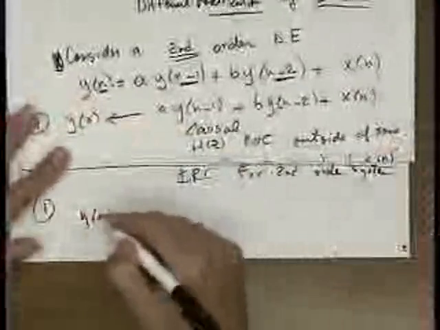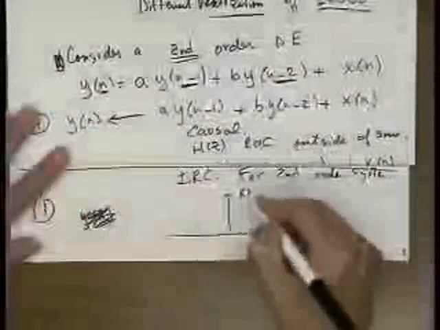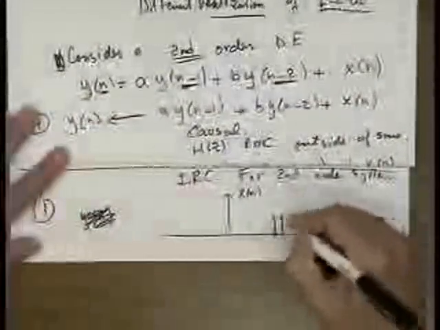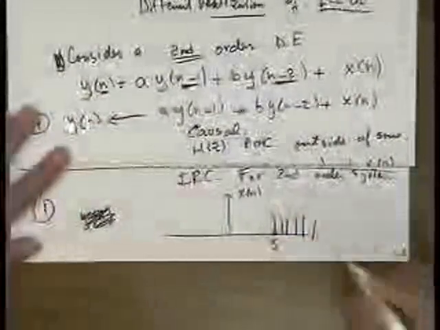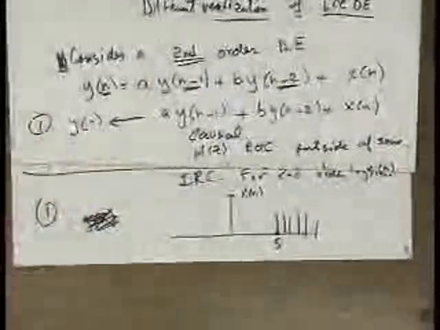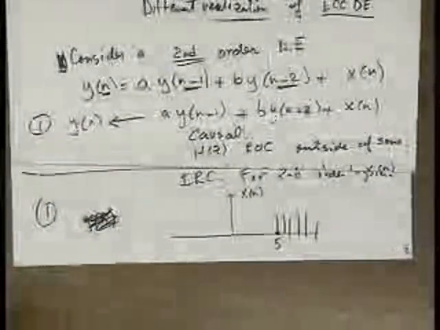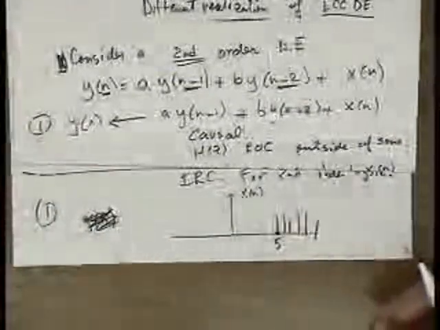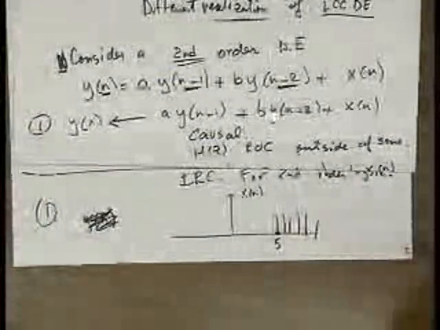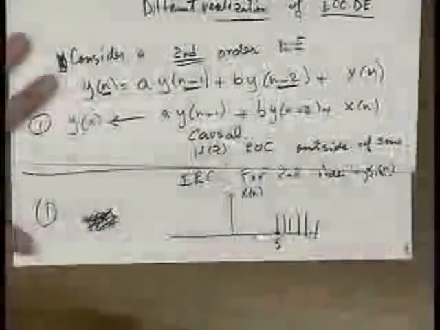Which is y of n takes on these values. So if my x of n ends up being something that starts again at time 5, because it's a second order difference equation, I need 2 initial conditions, right? And what would be the proper values of those initial conditions? They've got to be 0. But at what point in time do they have to be 0? They have got to be 0 at time 4 and at time 3.